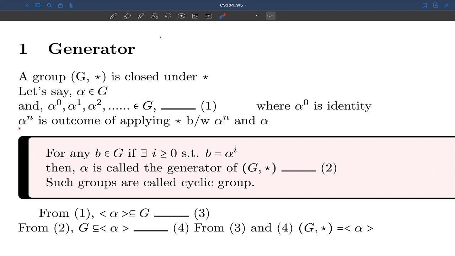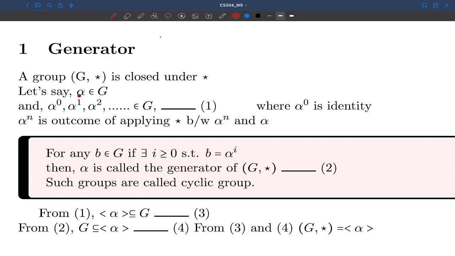So here in general I can say that alpha n is the outcome of applying star between alpha n minus 1 and alpha. So here it is alpha n minus 1, not alpha. By applying the star operation on alpha n minus 1 and alpha, I'll get alpha n. So just a correction here, it is alpha n minus 1. In case of multiplication it will act as an exponent, like I am raising to some power n, but in general just think of it like a label, because in case of addition and subtraction we don't raise to a power.